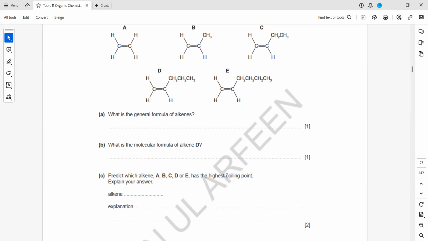Predict which alkane will have the highest boiling point and explain your answer. E. What is the reason why? Because they have weak intermolecular forces, and these forces depend on the number of atoms and electrons available. So the highest number of carbons, the longest carbon chain, because for organic compounds the boiling point increases as more carbon atoms are there. So it has the longest carbon chain, that's why it will have the highest boiling point.